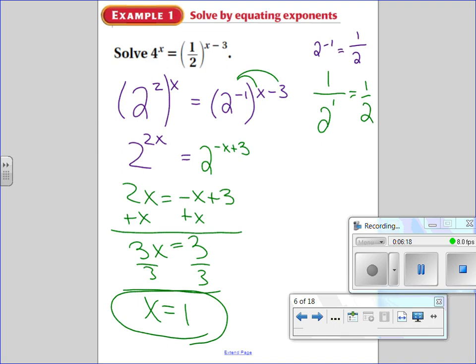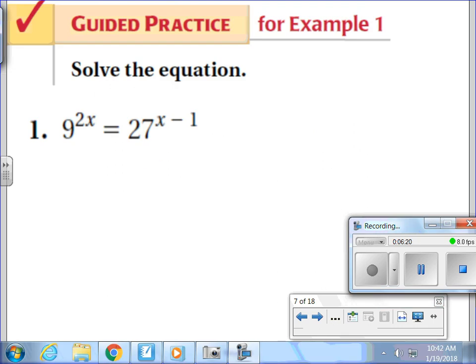Work backwards. Alright, we got a new math problem up here. This one is not nearly as bad as the last one because there's no fractions. We're going to use the same strategy. We're going to try to make those bases match. So think about that 9 and 27.